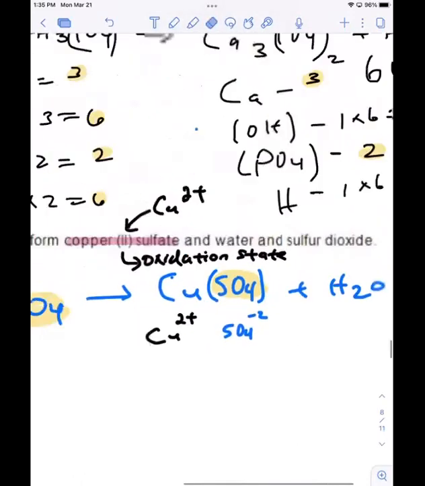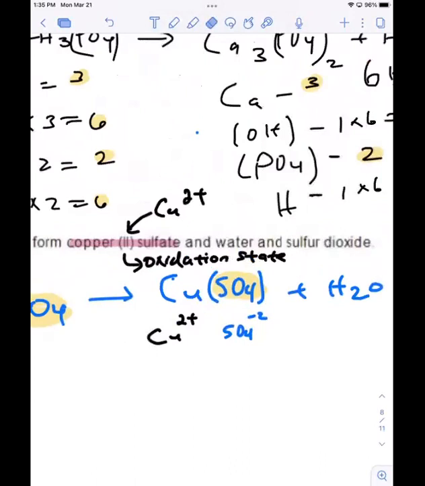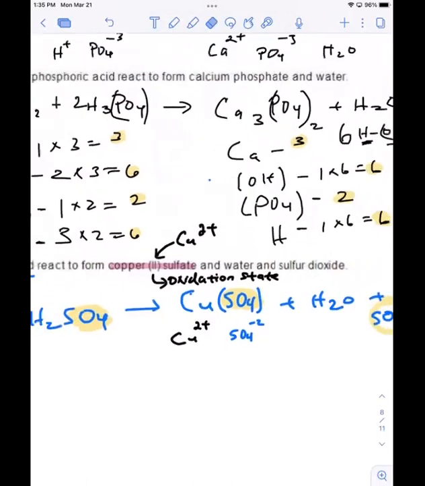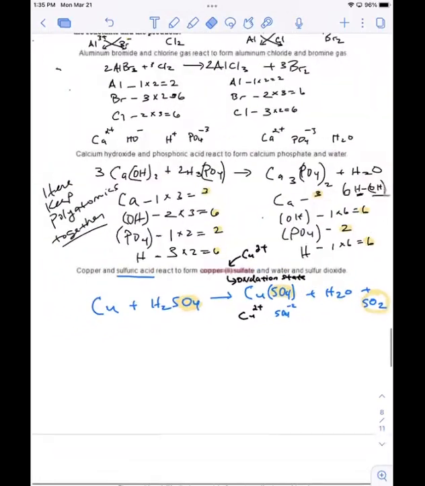All right. So the sulfate is -2, copper is 2+. If copper was 1+, that would be a subscripted 2 next to it, but it's not. And we need to be able to work through those nuances as well. All right. So now let's go ahead and balance this thing. We got 1 copper.